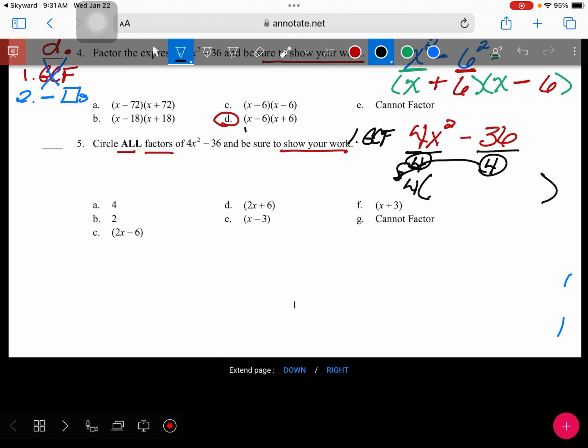Times, what do I have left? 4 divided by 4 is 1. And I have the x squared left, minus 36 divided by 4 is how much? 36 divided by 4? 9.